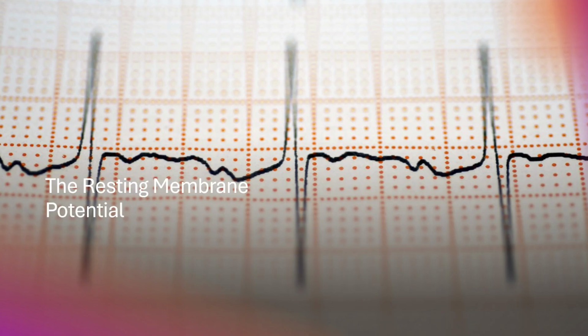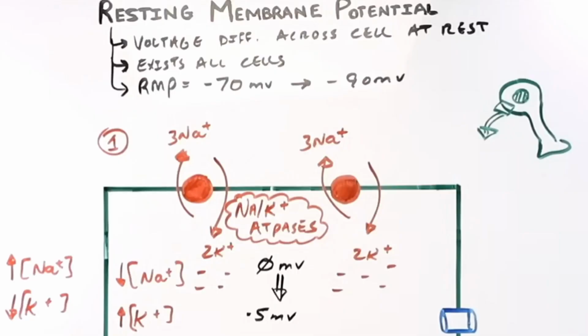First thing that we need to know is the resting membrane potential. What is the resting membrane potential? Simply put, it is the millivoltage difference between inside the cell and outside the cell. Now, I want to explain how does the inside of the cell get a different voltage than the outside of the cell? Well, let's begin.